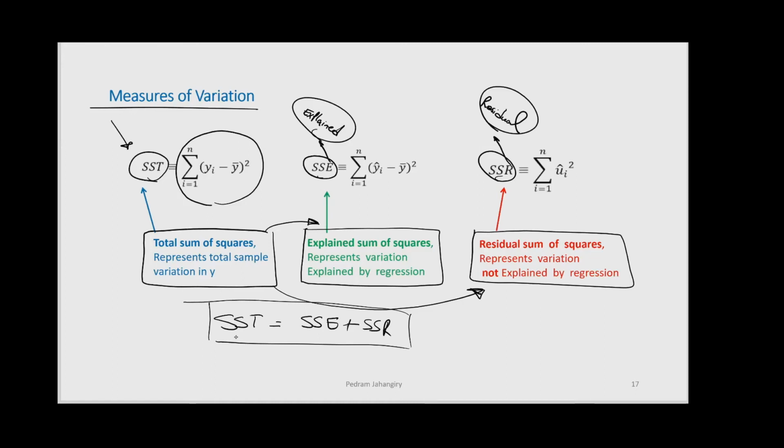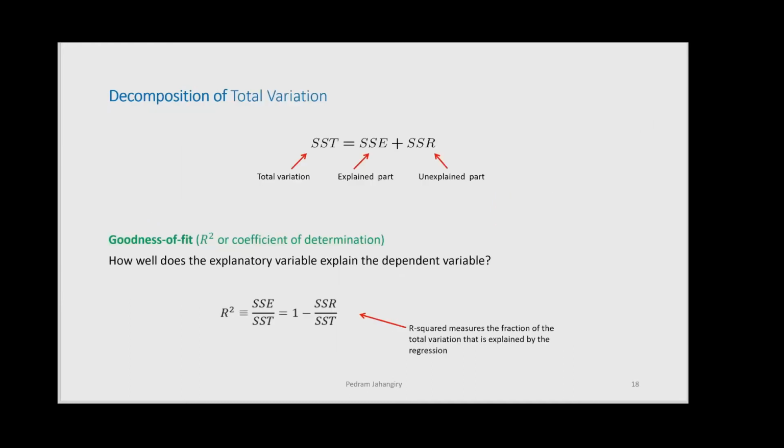It says that the total variation depends on the part which is explained and the part which is unexplained, so we have to add them up. So this is what we see in the next slide. Decomposition of total variation. Total variation consists of two parts: explained and unexplained.